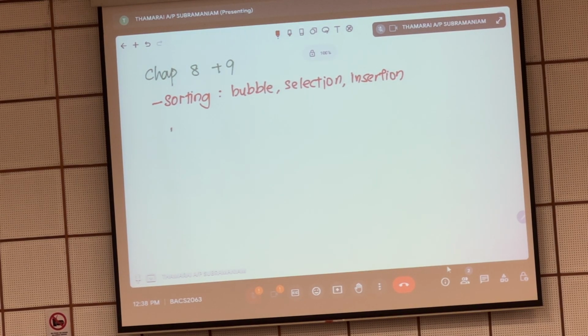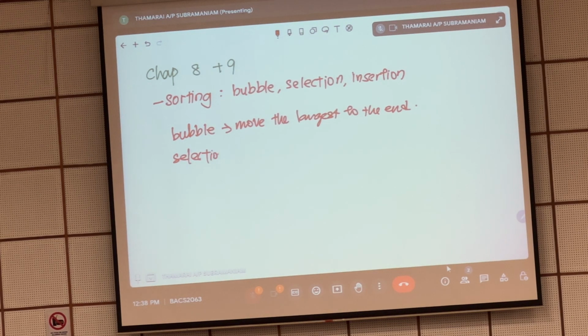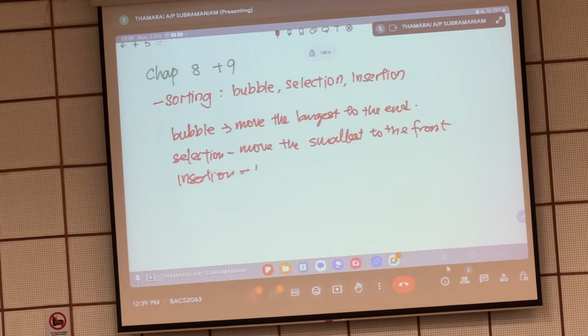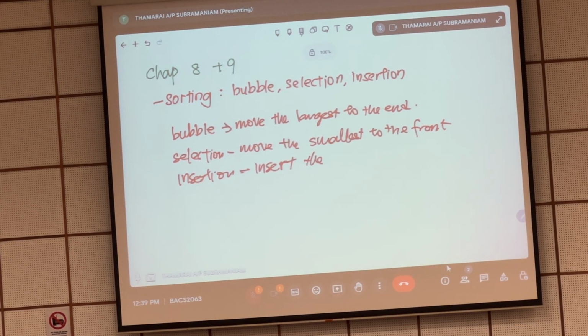Now let's see bubble sort. What do you do with bubble sort? Move the largest to the end. Selection sort: move the smallest to the front. Insertion sort: insert the next element into the correct order.